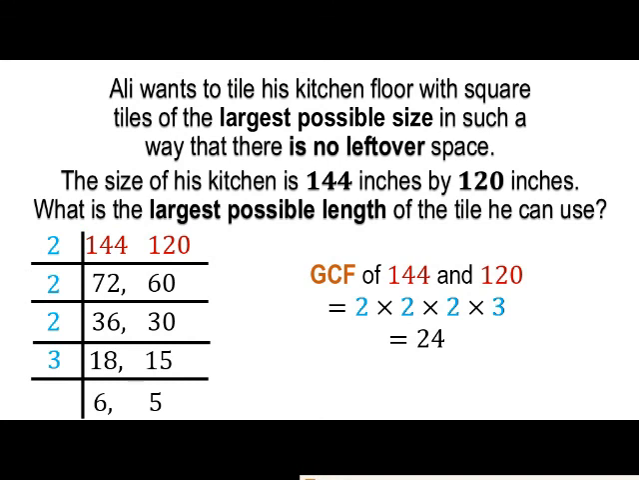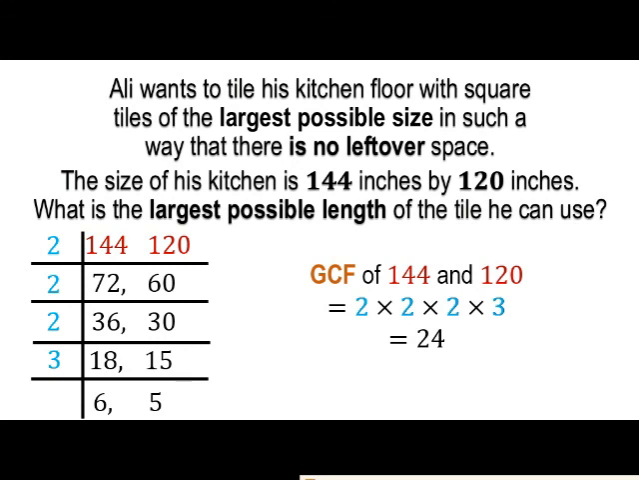That means Ali can use a tile of 24 by 24 inches, or 2 feet by 2 feet. So his whole area, his whole kitchen, will be covered without any leftover space.